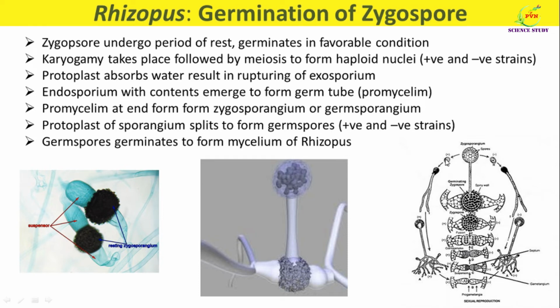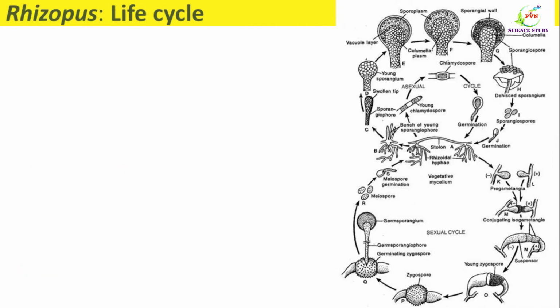When the spore with plus strain germinates, it produces the Rhizopus mycelium with plus strain. And when the spore with minus strain germinates, later on it produces the germ tube, and later on it is going to produce the Rhizopus with minus strain. Now we will see the last part of the Rhizopus, that is life cycle.